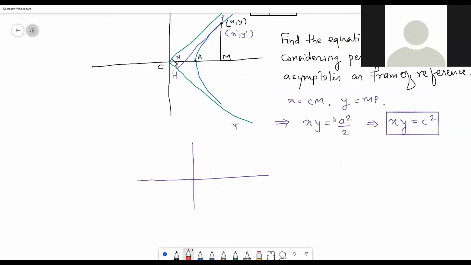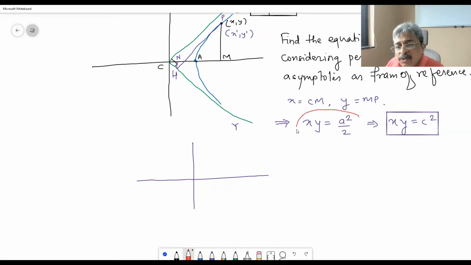By more than one method you can arrive at this formula of the rectangular hyperbola referred to its asymptotes, and if we consider a square by 2 as c square, then this is the standard form of the rectangular hyperbola. It is also sometimes referred to as the equilateral hyperbola. Now the perpendicular asymptotes are going to be the x-axis and y-axis. So if c square is equal to 1, we already know this curve.